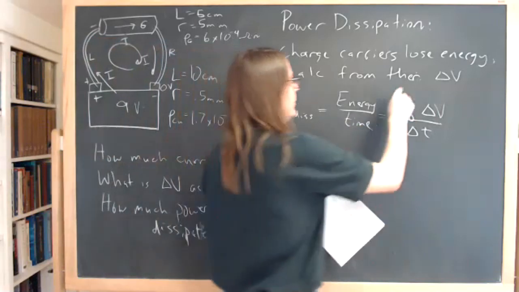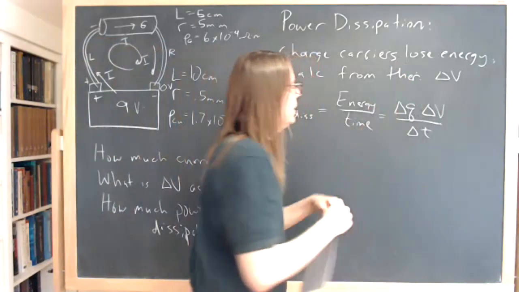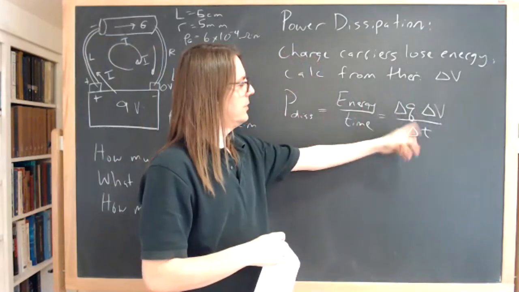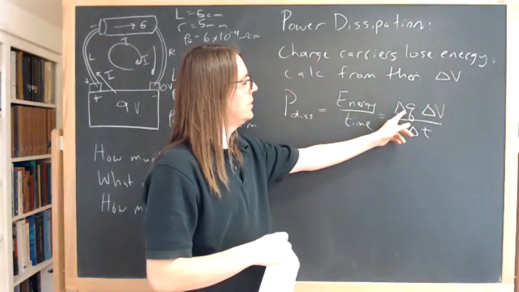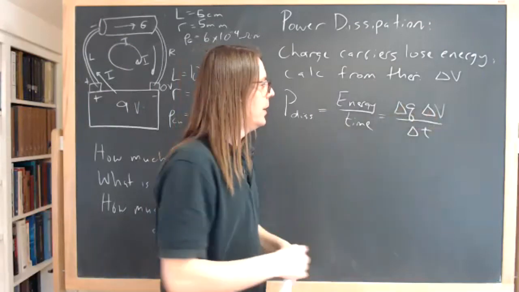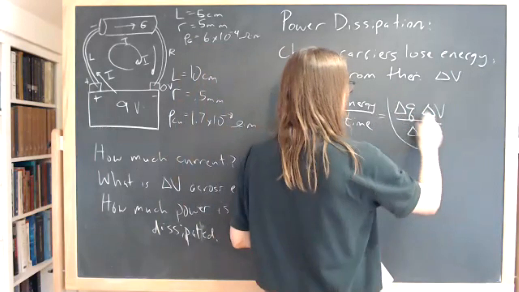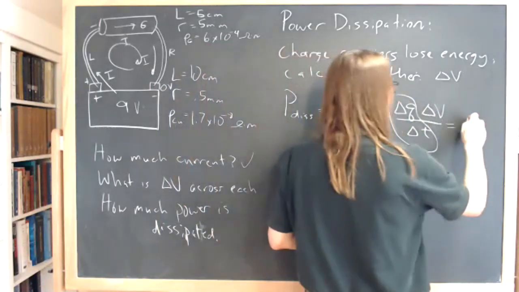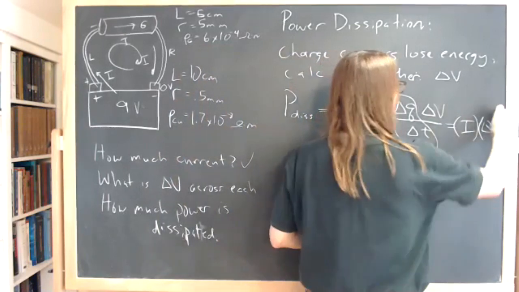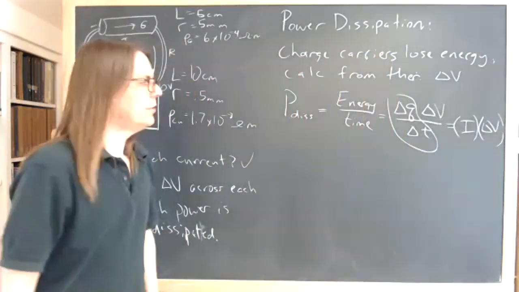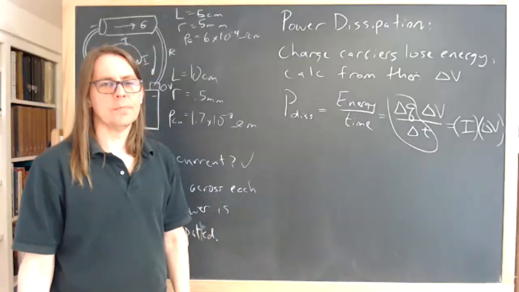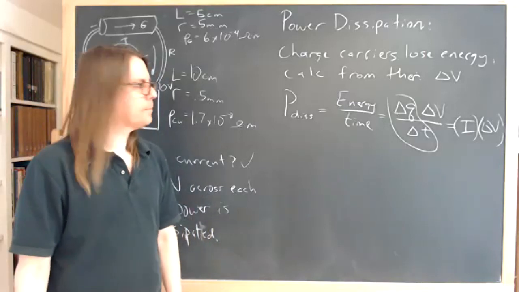This is just how much charge flows past a cross-section in delta T, and how much energy does it lose as it went through the resistor, Q times delta V. So all this is really doing is letting you realize that's the current. So the power dissipation in a resistive element is just IV. P equals IV. That's the whole equation. It doesn't get more complicated than that.